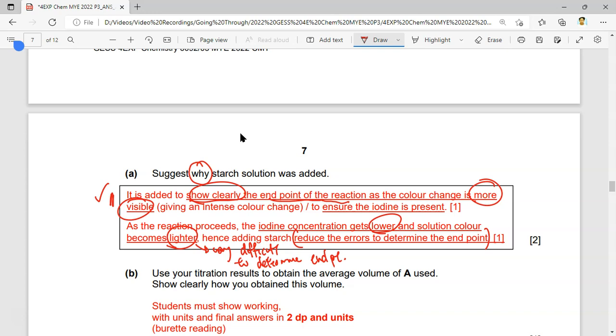So please don't just say that it makes the color change more obvious, more visible. But really, why do you want to make the color change more visible? Is the initial color change not visible at all? Is the initial color change good enough? Obviously, it's not good enough. That's why you add the starch.